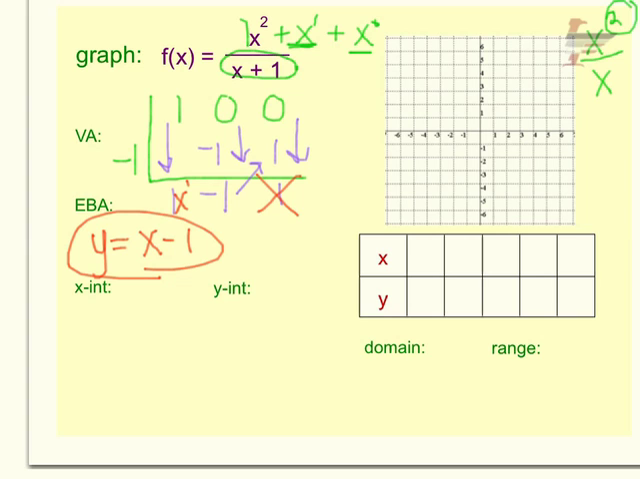So I know it's weird, but we'll practice it. You guys will feel good about it. Just know anytime that your degree in the numerator is bigger, like up here in the corner, then you're doing your synthetic substitution just for the EBA.